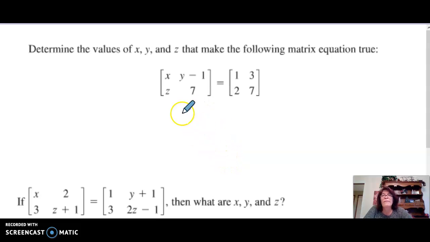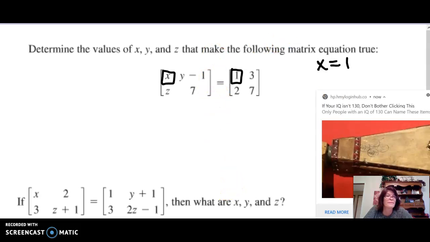All right. So determine the values of X, Y, and Z that make the following matrix equation true. I would just set up each, you want to make sure each corresponding entry is equal to the other one. So let me box those in black. X has to equal 1. Well, that was easy, right? Why can't they all be that easy?